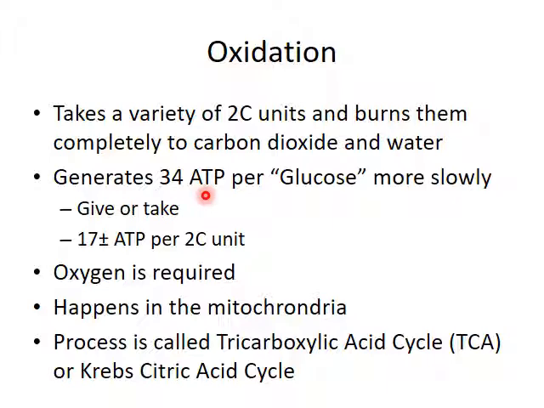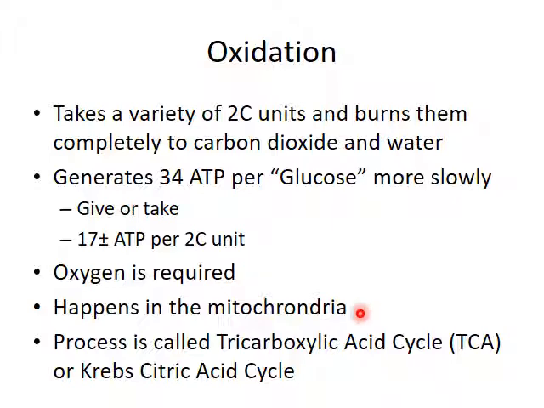So we'll show you here that for every glucose, we have two oxidation cycles, two carbon units that go into oxidation. Each of them gives us 17 or so ATP, more or less, depending on various efficiencies. We might have anywhere from 32 to 38 per glucose unit. In order to burn completely, we need air, we need oxygen specifically to let that happen.